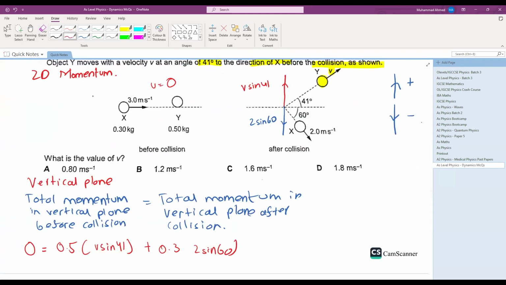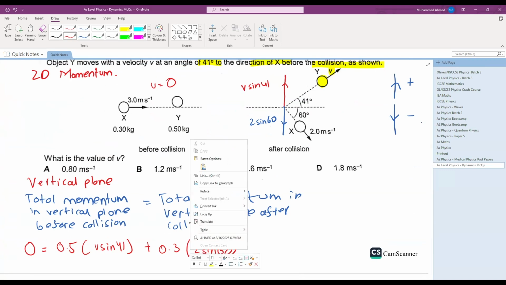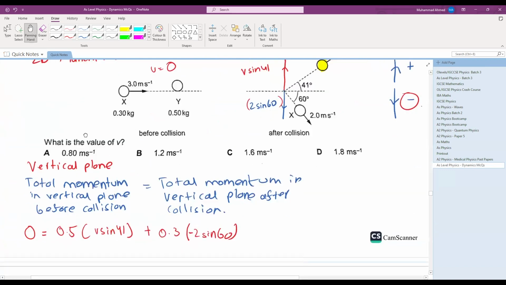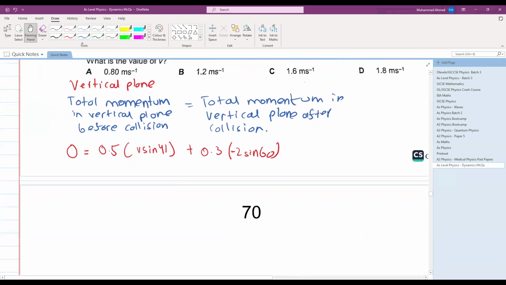Yes. Also, you will be adding a negative sign here. Why will you be adding a negative sign here? Yes, any guesses? Because this velocity is acting in the downward direction and downward vectors are negative. Okay. Let's bring this to the other side towards the left hand side. This will become what? 0.6 sine 60 is equal to 0.5 V sine 41.